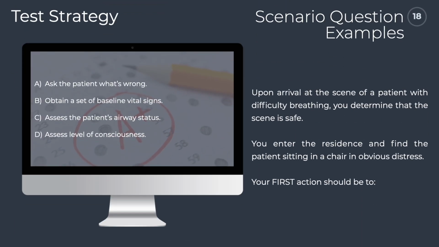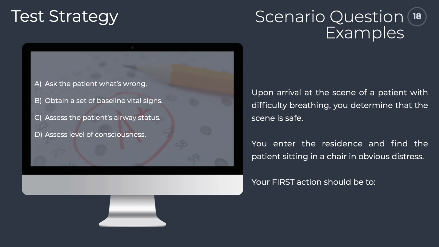Our next question is, upon arrival at the scene of a patient with difficulty breathing, you determine that the scene is safe. You enter the residence to find the patient sitting in a chair in obvious distress. Your first action should be A. Ask the patient what's wrong. B. Obtain a set of baseline vital signs. C. Assess the patient's airway status. Or D. Assess the level of consciousness.